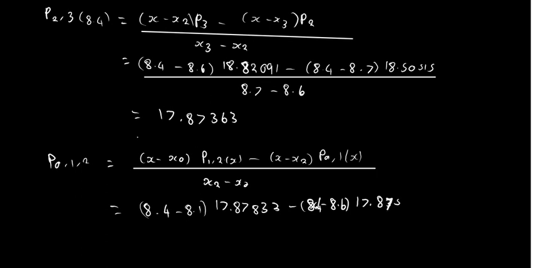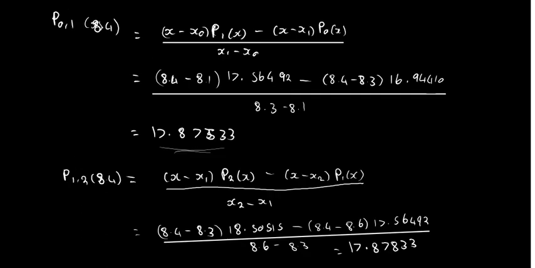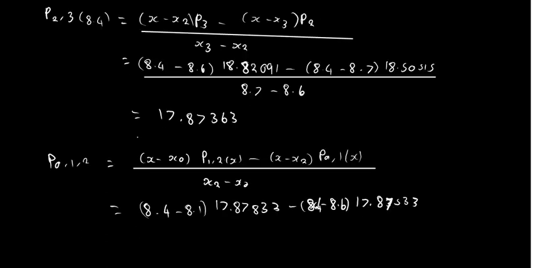17.87533. So I made a mistake there. 17.87533. Yes, this is a very small number. So then that there is going to give us, what is our x2? Our x2 is 8.6 minus 8.1. Then we're going to punch this on our calculator.